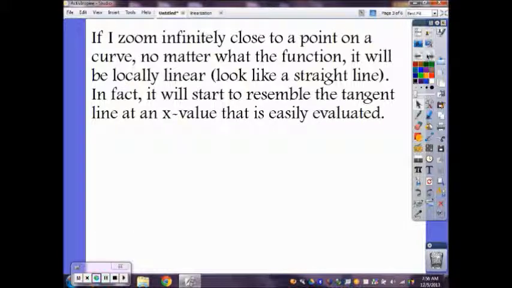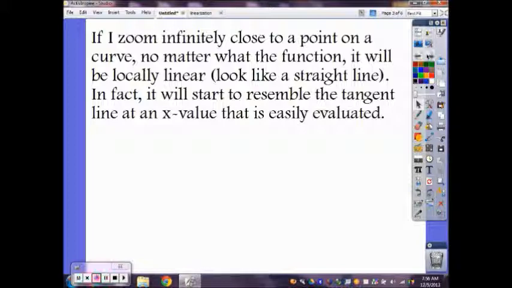So if I zoom infinitely close to a point on a curve, for example the square root of x, no matter what the function, it will be locally linear. What that means is if I zoom in infinitely close to that point, x equals 16.1 on that curve, it'll start to look like a straight line. In fact, it'll start to resemble the tangent line at an x value that is easily evaluated.